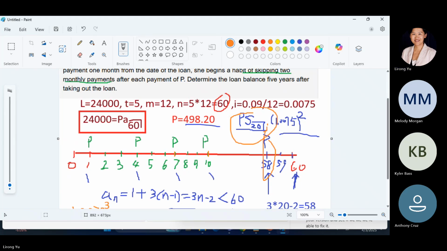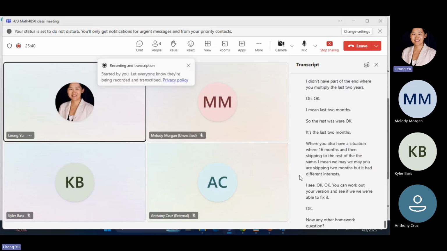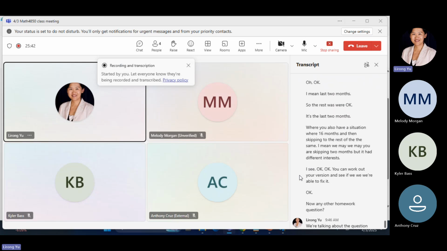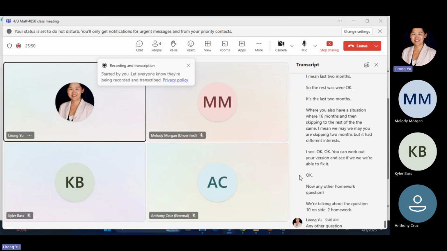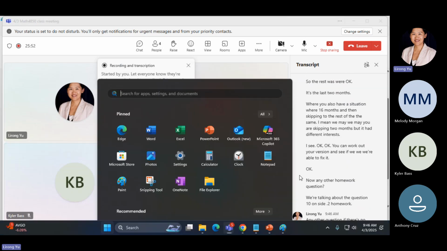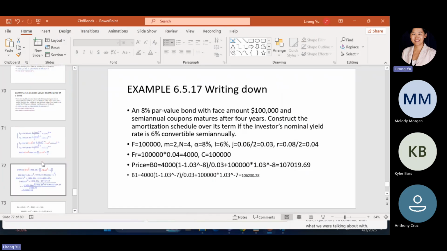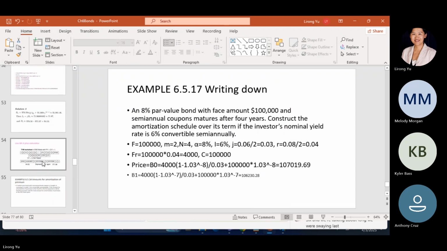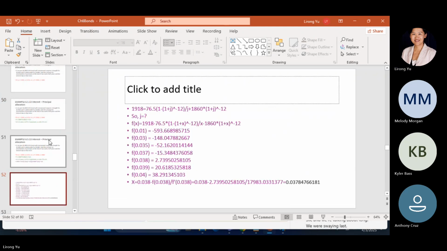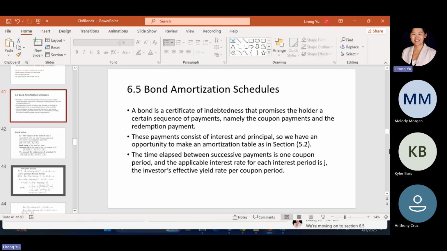Okay. Now, any other homework question? We're talking about question 10 on the 5.2 homework. Any other question? If there's no other question, I'll continue with what we were talking about with chapter 6, and we're talking about loan payment. We're moving on to section 6.5, and let's start from 6.5.